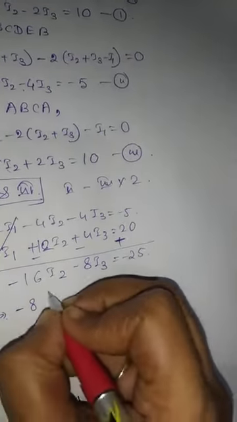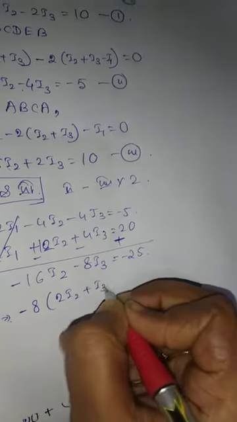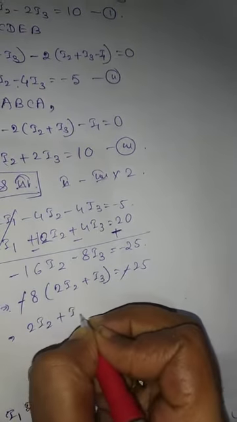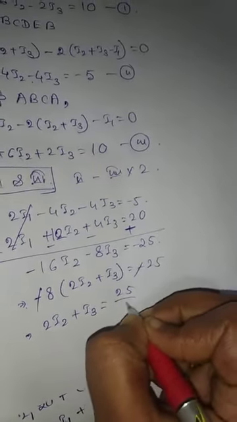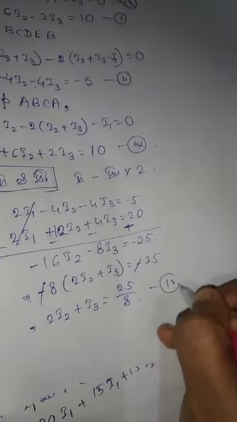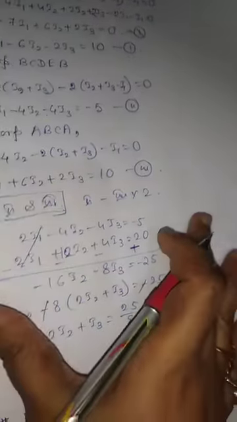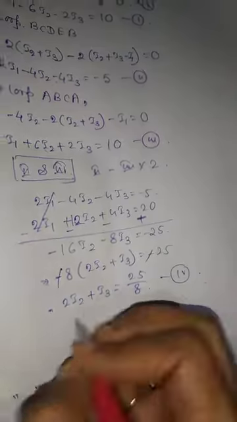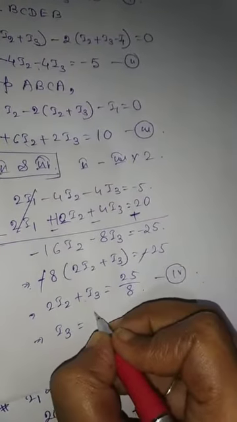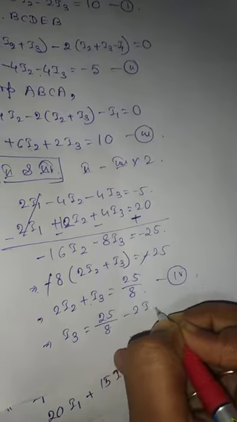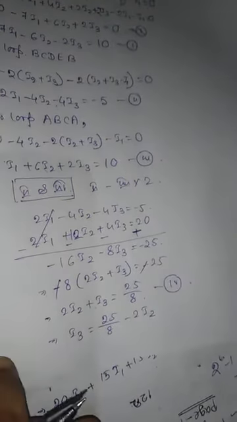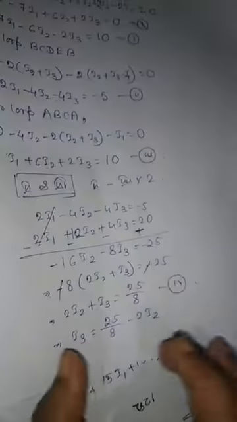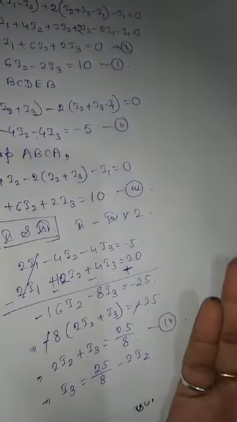Now taking 8 as common, 2I2 plus I3 will be 25 by 8. So this is another, the fourth equation. Now what I will do, from here I can find out I3 as 25 by 8 minus 2I2. Now put this value in equation 1 or in any other equation. If you put the value, another equation will be formed.